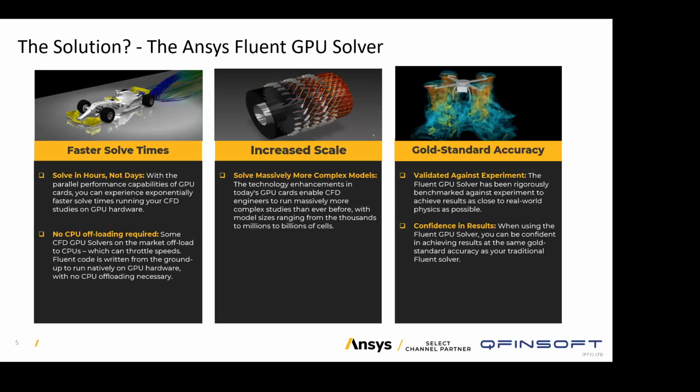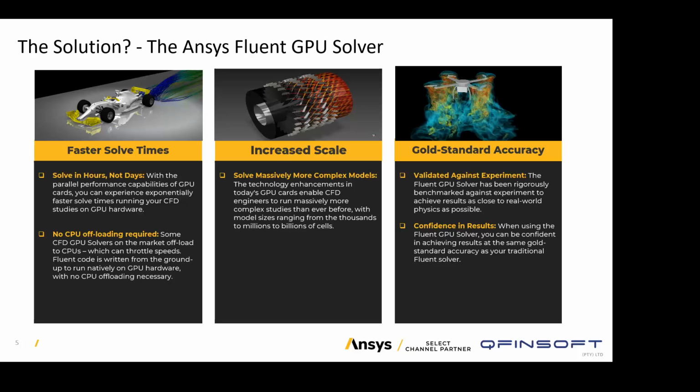ANSYS Fluent GPU solver can solve much faster than a comparable CPU. So where you typically solve your simulations in days, you can reduce the simulation time now to hours. This can be done because the CPU is not offloading calculations to the GPU, but the GPU is actually doing all the calculations. So there's no offloading, it's natively run on the GPU, and therefore the simulation speed is significantly faster.